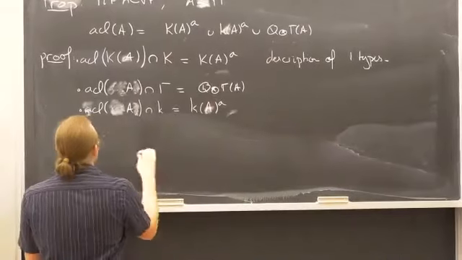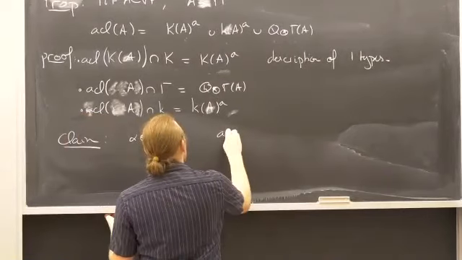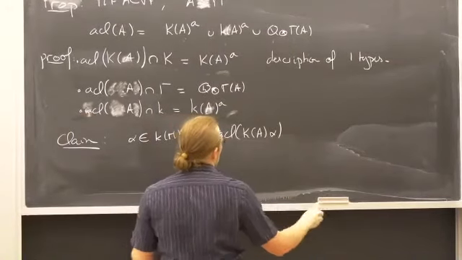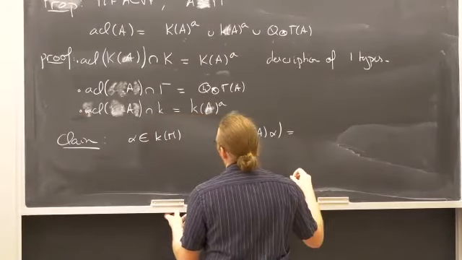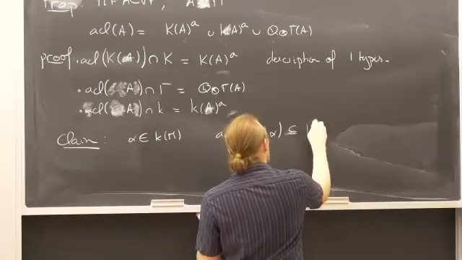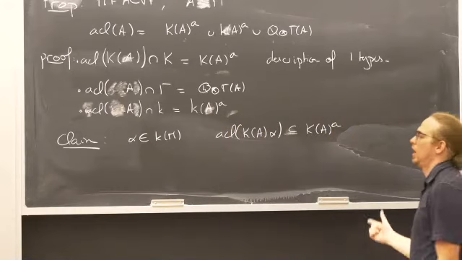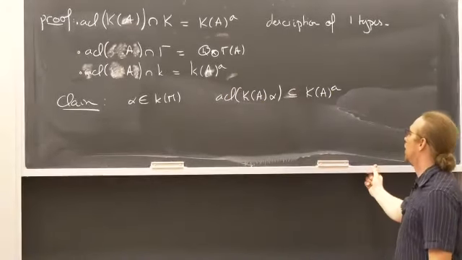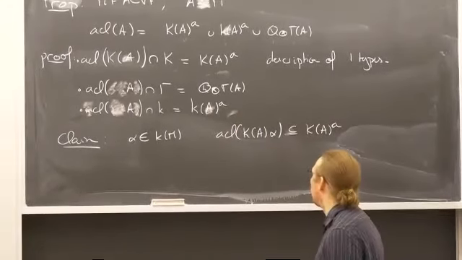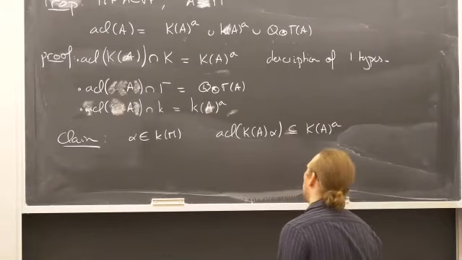So the claim is the following. Let's take alpha in K of M, and let's look at ACL of K of A alpha. The same proof works for gamma, but I'm going to do it for little k. This is included in K of A alpha. This is the last thing we have to prove, and the symmetric version for gamma, of course. There's a number of ways of seeing this. My favorite way of seeing it is the following. So, how do we do this?